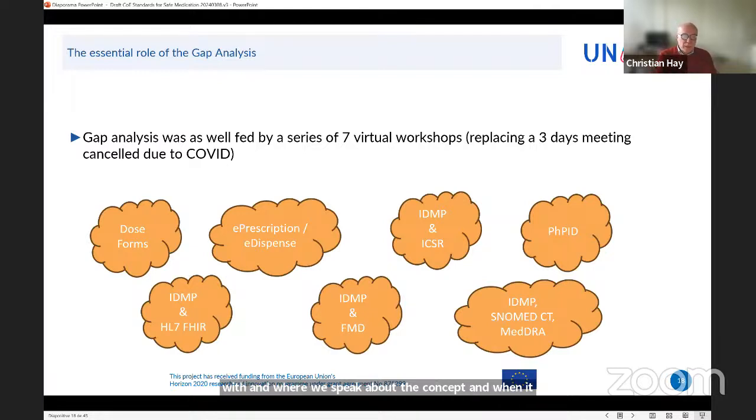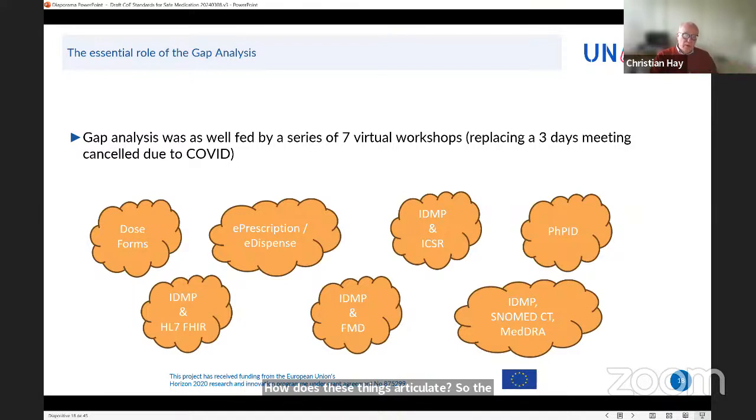And when it is closer to the implementation, HL7 FHIR comes to play. And we had a workshop and a webinar later on that. IDMP and FMD. FMD stands for Falsified Medicine Directive. UNICOM is a European project, and we have a directive about the fight against medicinal product falsification, and how these 2 things fit together seems important to us. And last, we spoke about IDMP and the relationship between SNOMED clinical terminology and MedDRA, which is terminology, but more on the regulatory side to support adverse events. How do these things articulate?